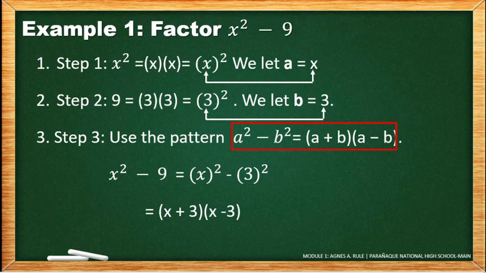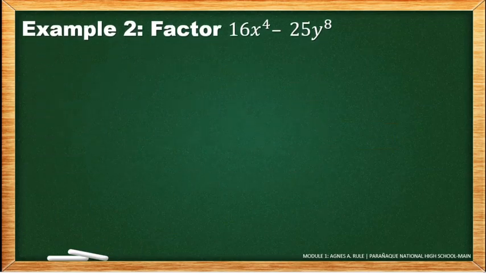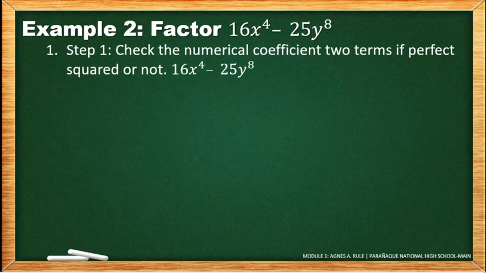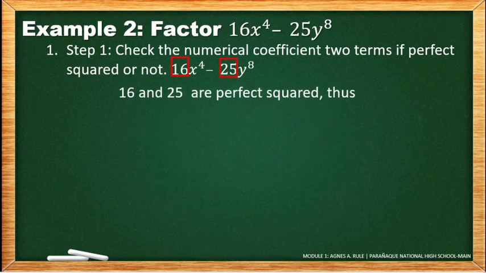Tignan naman natin yung example number 2 kung paano natin sagutan. Another method. So, factor of 16x raised to 4 minus 25y raised to 8. Step 1. Check the numerical coefficient of terms if perfect squared or not. 16 and 25. They are perfect squared. Why? 16. It is 4 times 4 or 4 squared. 25. 5 times 5. It is 25. So, therefore, perfect squared yung mga number. So, they are perfect squared. Thus, yan. 16 is equal to 4 times 4. 25 is equal to 5 times 5.